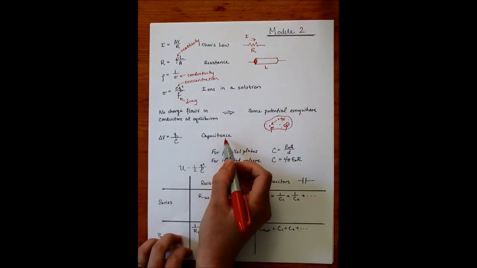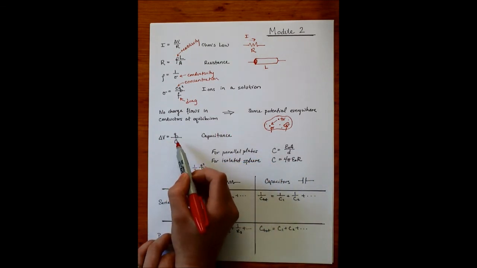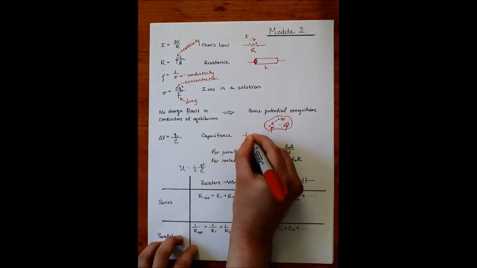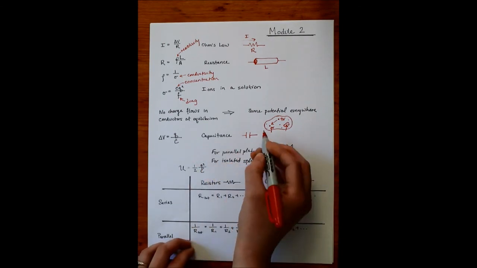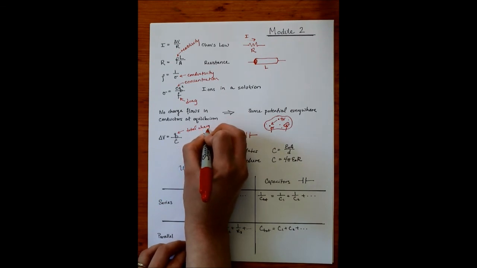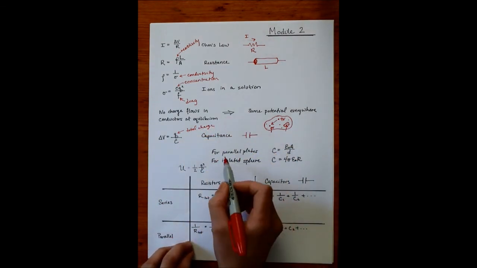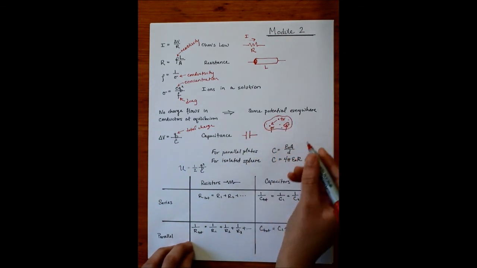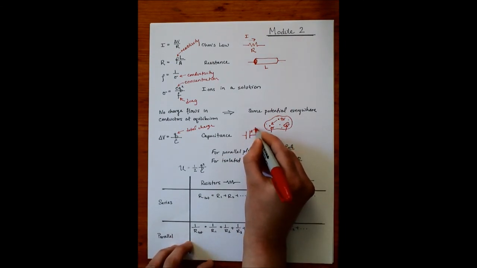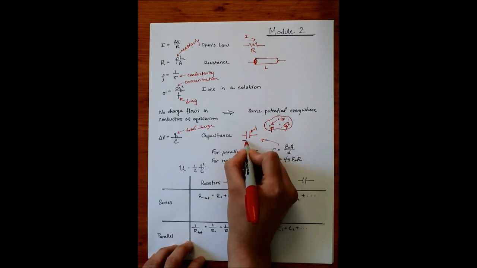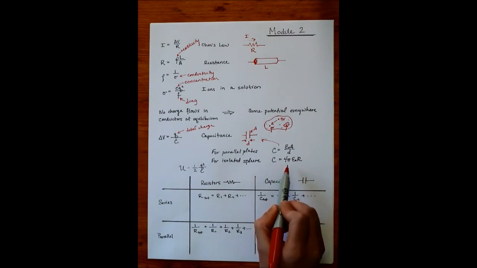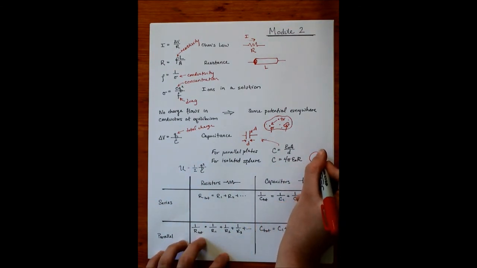Then we learned about capacitance. So if you have a capacitor with capacitance C, the drop in voltage across the capacitor is just equal to the total charge on the capacitor divided by the capacitance. And we found that for a parallel plate capacitor, the capacitance is given by epsilon naught times A over D, where A is the area of the plate and D is the separation between the plates. And we found that for an isolated sphere, the capacitance is 4 pi epsilon naught times the radius of the sphere.